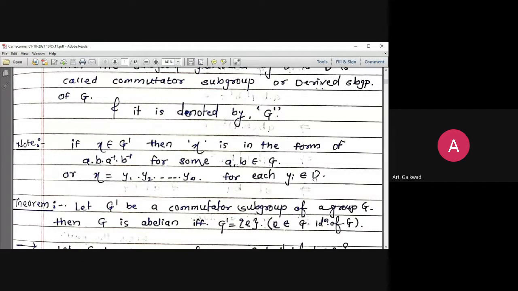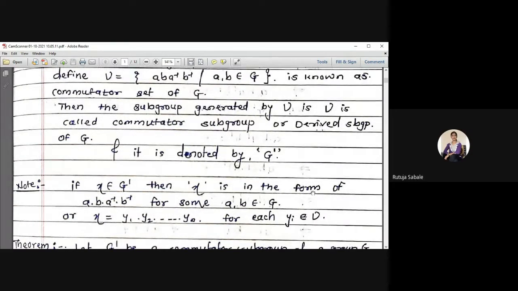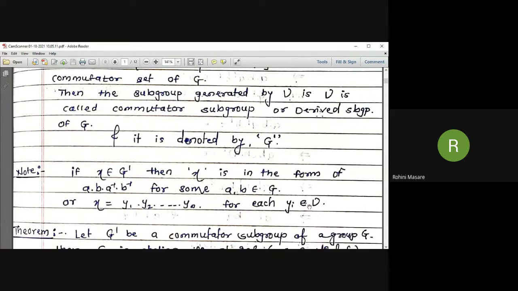Yes, sir. Any doubts? No, sir. So now if you are given an element, suppose x belongs to G dash, then x is in the form of a b a inverse b inverse, or x is equal to y1 y2 up to yn, where for each yi belongs to U.